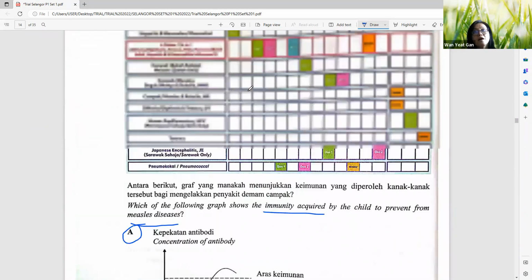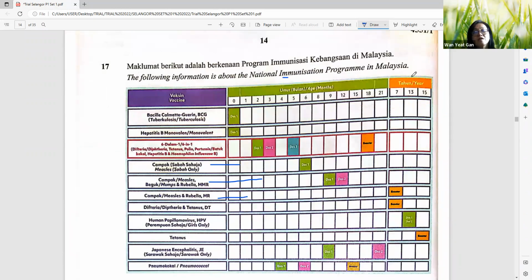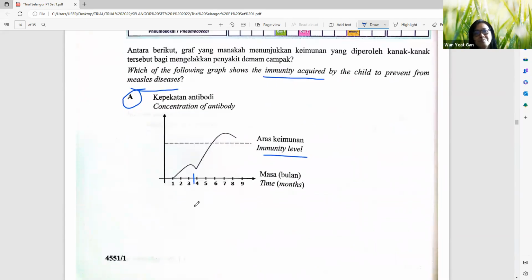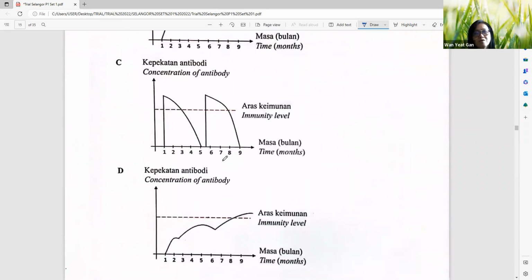Okay, the process is immunization, or what we call vaccination. So this is artificial active immunity. The child is being injected with the vaccine against measles. So the answer is A.